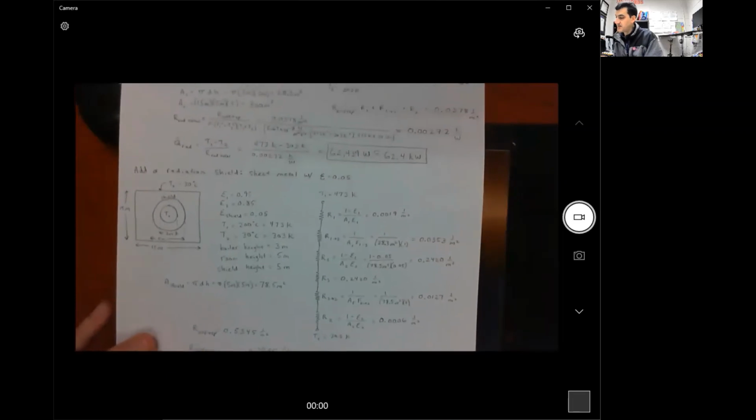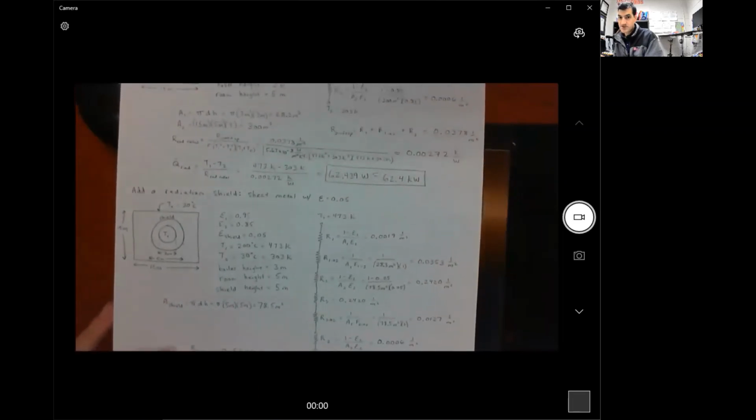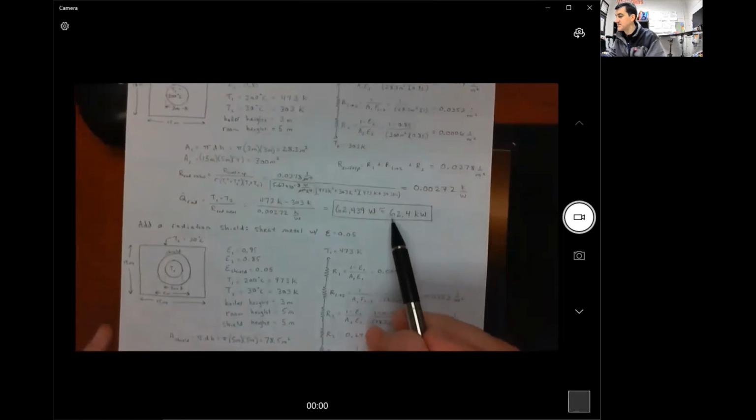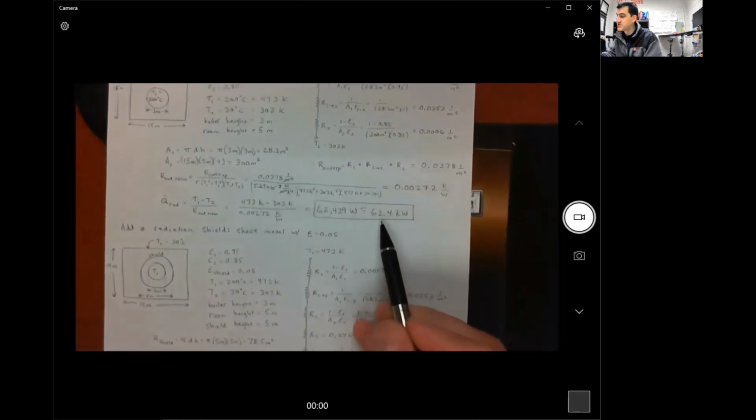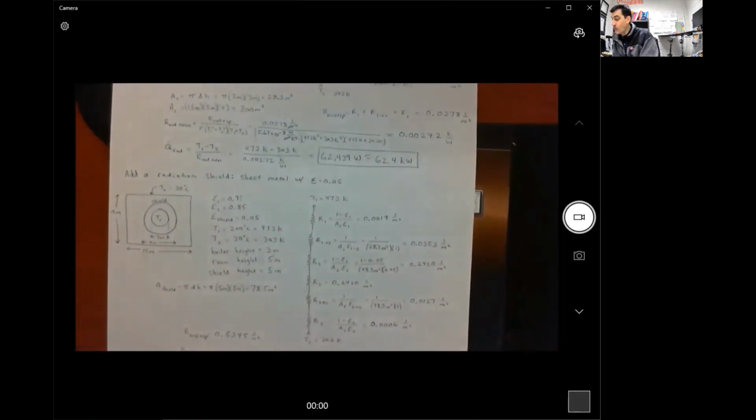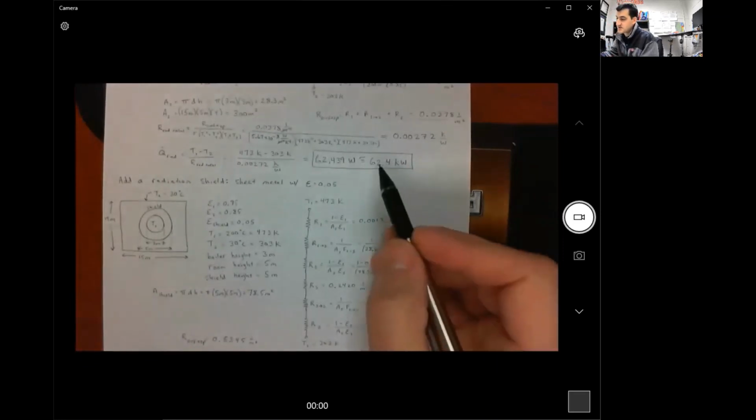So take a look at the difference between problem 1 and problem 2. In problem 1, we had 62.4 kilowatts being transferred from the boiler walls to the walls of the room. All we had to do was add a piece of sheet metal made out of polished, shiny aluminum around the boiler, and we dropped that down from 62.4 kilowatts to 4.4 kilowatts. That's a huge reduction. And that makes the whole thermal energy system a lot more efficient because any energy that is lost has to be made up for by burning more fuel.